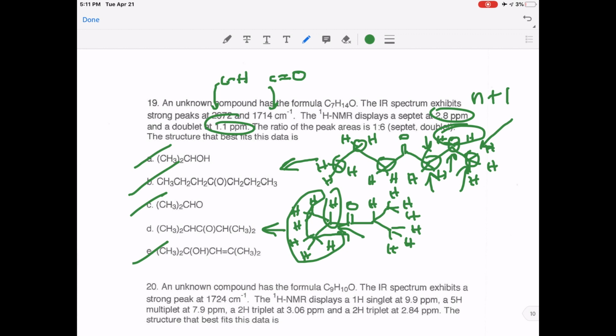So in that case, it would also make sense that there would be a septet and a doublet, because if we consider the protons that are branched out here, then following the n+1 rule, since their adjacent carbon atom, which is this carbon right here, has only 1 proton, there will be a doublet. And that is what is given to us, a doublet at 1.1 ppm.